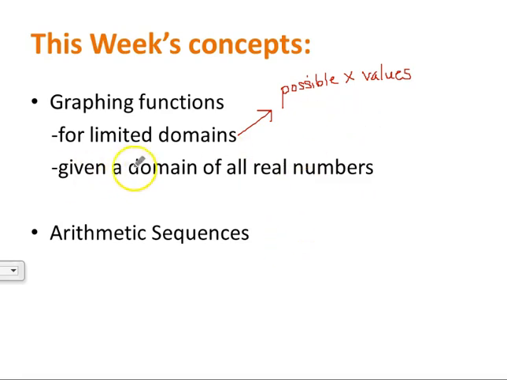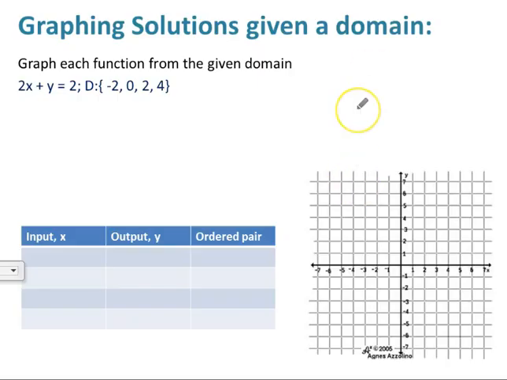And then we're also going to look at how we can graph functions for a domain of all real numbers, so all possible x values, and what would be all of our possible y values. And then we're going to end with looking at arithmetic sequences. So those are our two big concepts this week. So let's take a look.